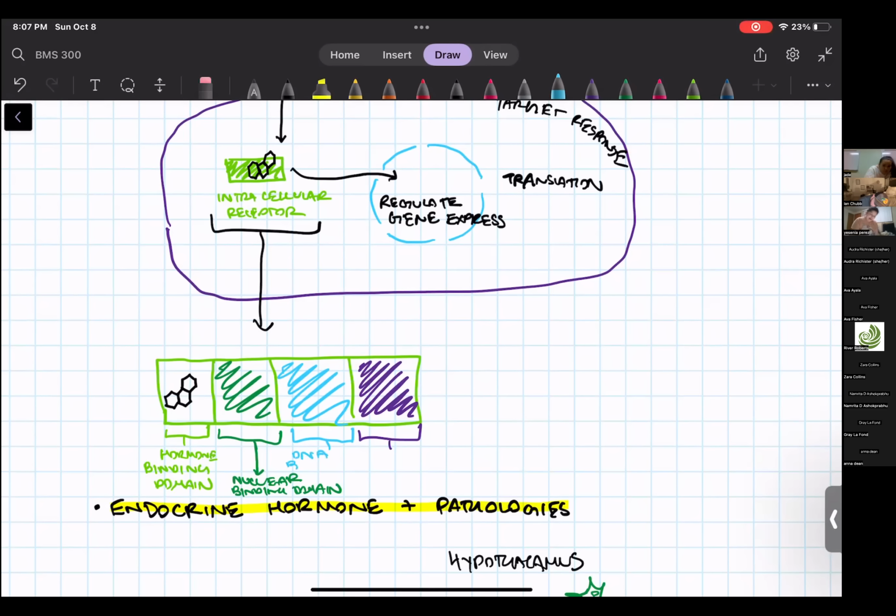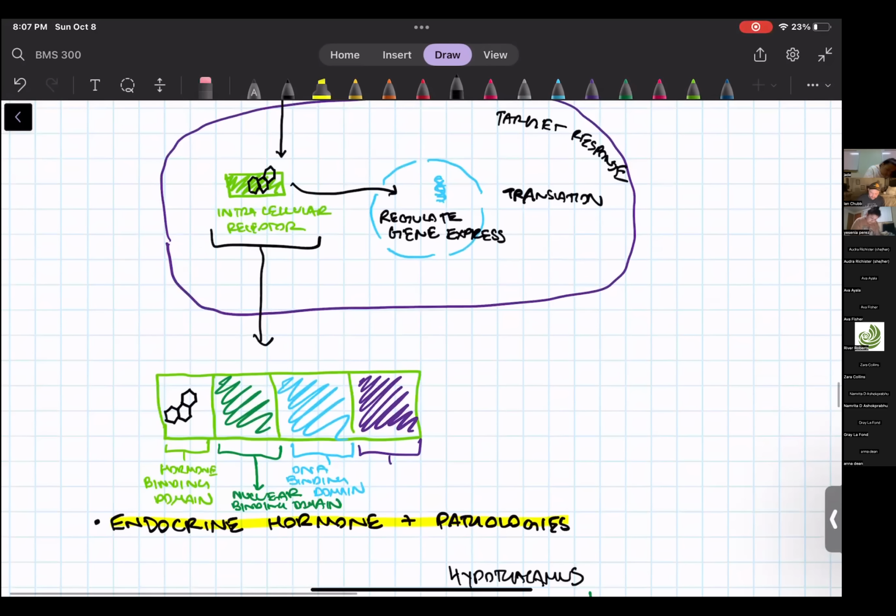That next domain is our DNA binding domain. I did not give myself enough room. This is what's going to let you actually bind to the DNA. So we have some DNA in here. It will allow it to bind there. It will read that DNA to figure out what part of the DNA we want to transcribe and then translate to get the proteins that we need.